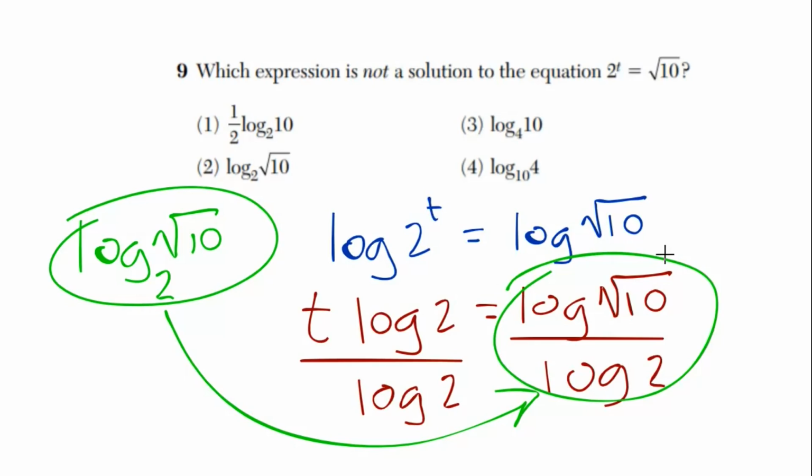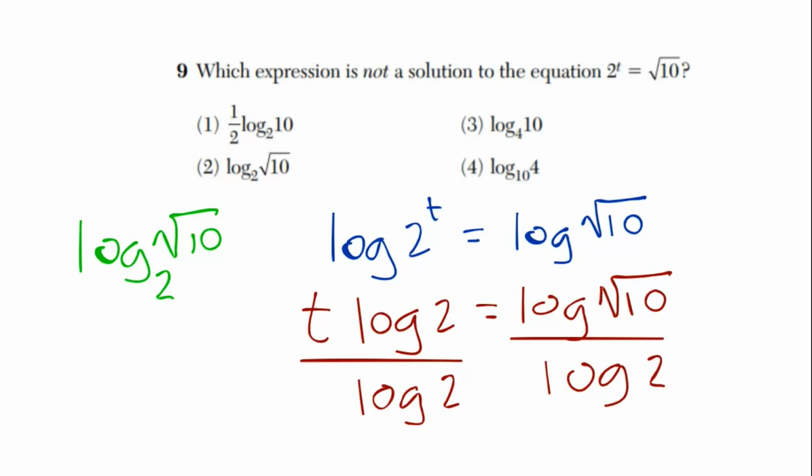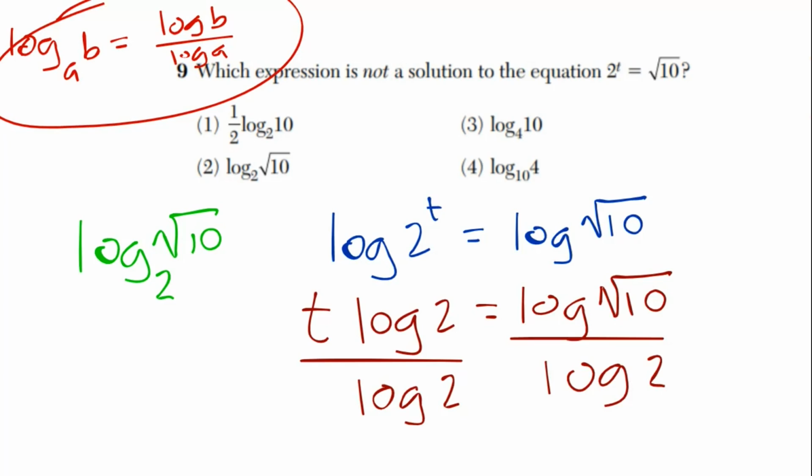That's also something you definitely have to remember. I'm going to write that up here really quick so you see it, in case you don't remember it. Log base A of B is equal to log of B over log of A. You've got to know that one. It will definitely pop up, and if you don't know it, you're going to get stuck. Okay, so log base 2 of root 10, that's a solution. That's perfectly fine.